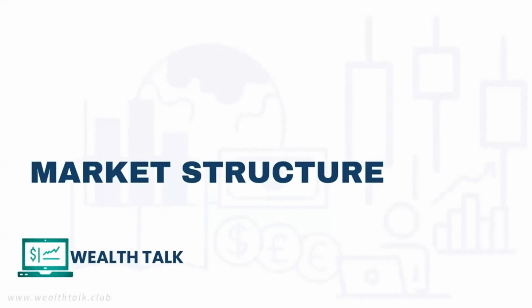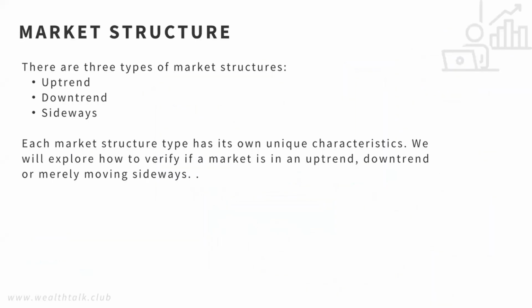Market structure. Market structure is another important lesson to understand. Market structure tells us where the market is heading: either we are in an uptrend, downtrend, or the market is just moving sideways. There are three types of market structures: one is uptrend, second downtrend, and the third one is sideways. Each market structure type has its own unique characteristics. We will explore how to verify if a market is in an uptrend, downtrend, or merely moving sideways.